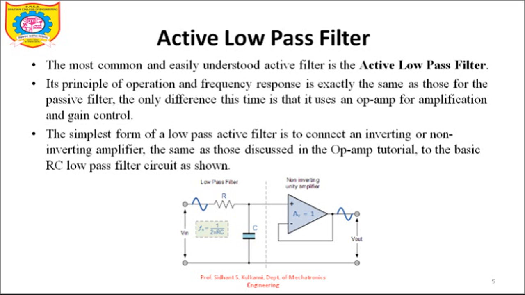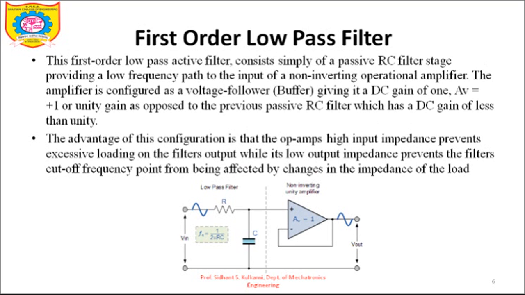The simplest form of low pass filter is to connect an inverting or non-inverting op amp, the same as discussed in the op amp tutorial earlier, to the basic RC low pass filter circuit as shown in the figure. Next, the first order low pass active filter consists of simply a passive RC filter stage providing a low frequency path to the input of a non-inverting operational amplifier. The amplifier is configured as a voltage follower buffer, giving the DC gain of 1, or unity gain, as opposed to the previous RC filter which has a DC gain of less than unity.